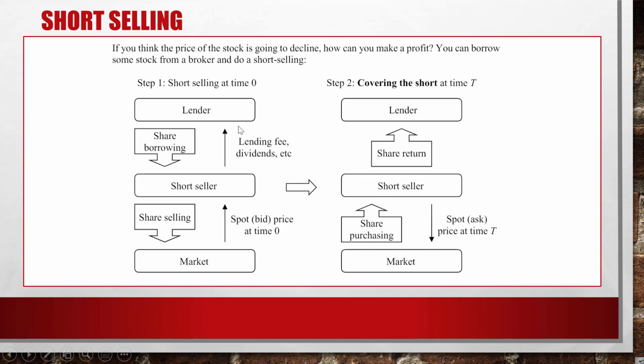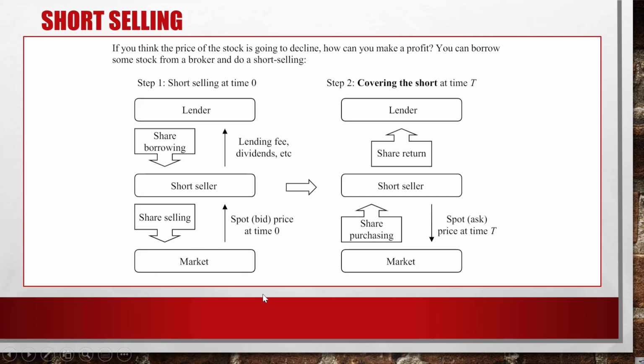And then you have to go through a process called short selling. Here you have to sell the stock at the bid price S0 to the market maker. You go through some process, you pay the fee, the dividends, etc. To borrow one share from the lender, and then sell it to the market maker, and then receive a cash of S0. And this amount, S0, is usually called the proceeds from the short selling.